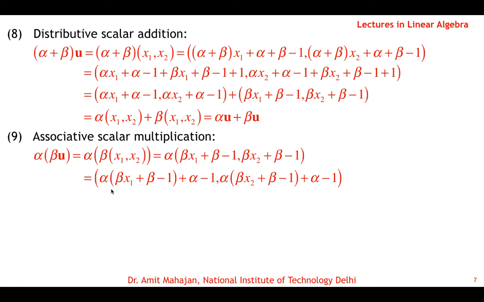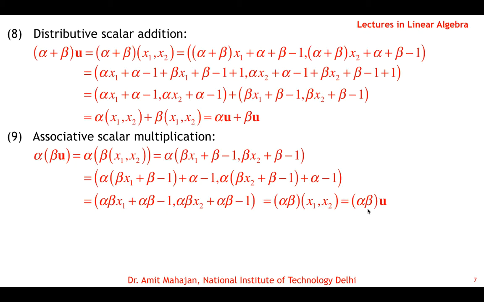Second, again we can open this expression inside, and rearrange it to write alpha beta times x1 plus alpha beta minus 1. The minus alpha plus alpha cancels out. Similarly alpha beta x2 plus alpha beta minus alpha plus alpha cancels out, and minus 1. So clearly alpha beta is a scalar times element plus a scalar minus 1, so the property can be used backward to write alpha beta times (x1, x2), and so that is alpha beta times the u vector. So the ninth property is satisfied.